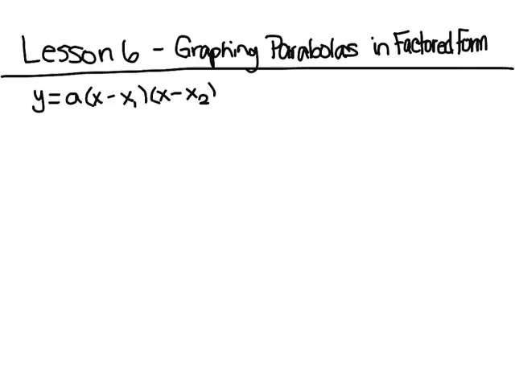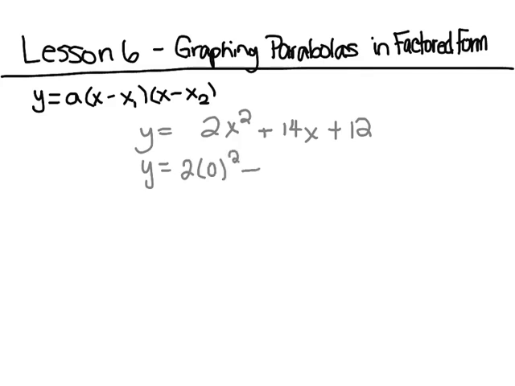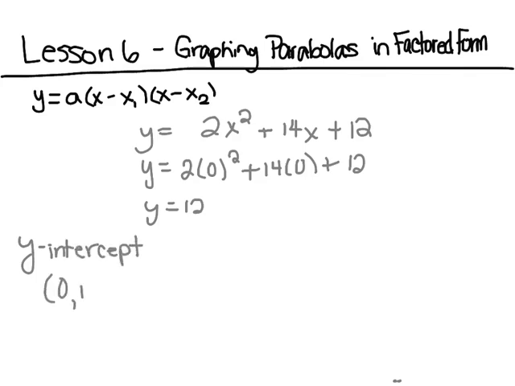So for the first example, we are going to determine the x and y intercepts from the function 2x squared plus 14x plus 12. So first, let's find our y-intercept because that is very easy. So y equals this. We'll make x equal 0. So y equals 2 times 0 squared plus 14 times 0 plus 12. So our intercept is 12 for our y. So 0, 12.